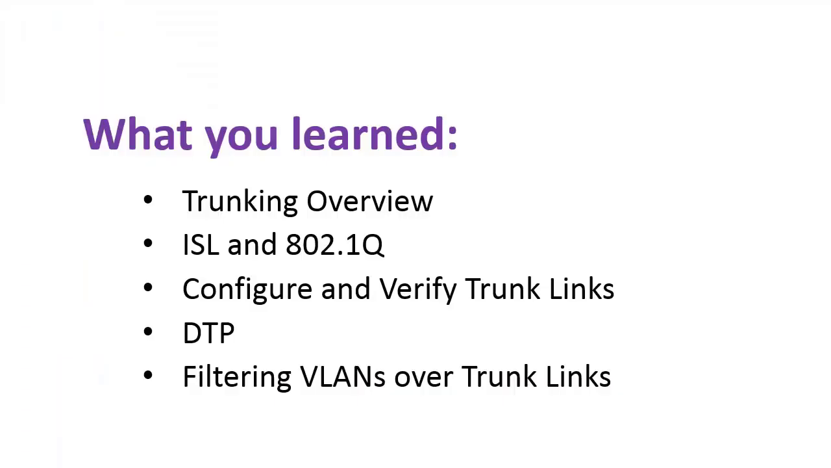So here's what you've learned in this video. You've received a trunking overview, and you've learned about the basic differences between ISL and 802.1Q. You've learned about how to configure and verify trunk links, and how Cisco's proprietary Dynamic Trunking Protocol can help bring up trunks automatically. And finally, you've learned how to filter VLANs over trunk links.